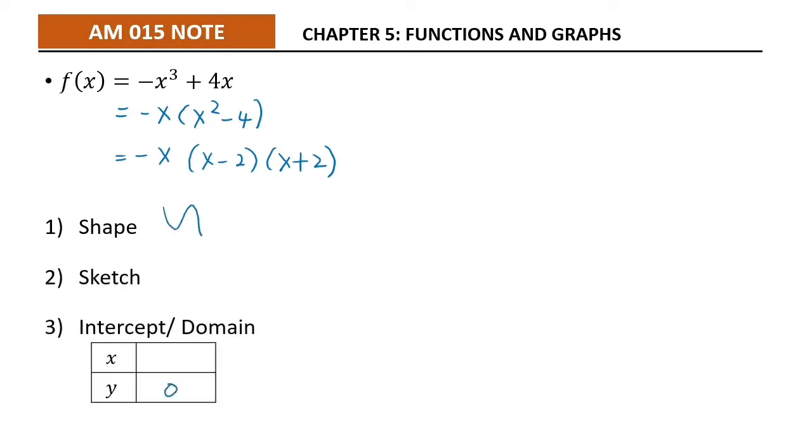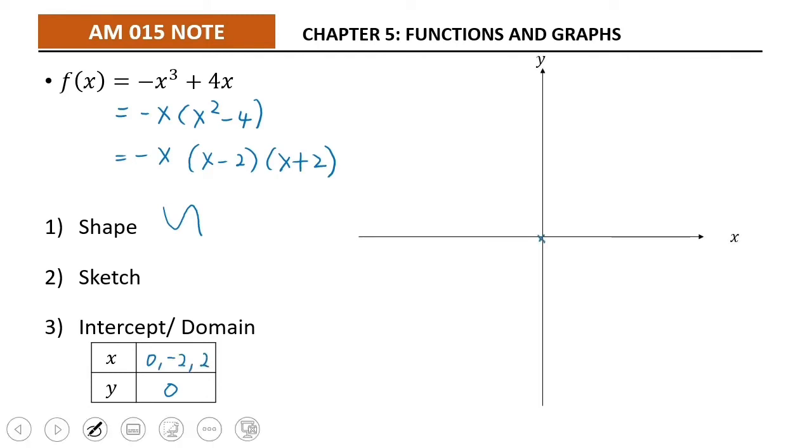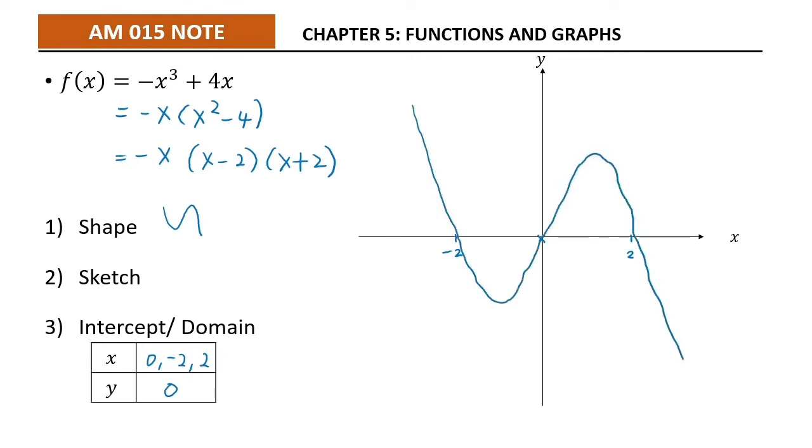y equal to 0, x equal to 0, negative 2 and 2. Sketch graph: 0, negative 2 and 2. From here, going up and then below. Label the graph. f(x) equal to negative x cubed plus 4x.